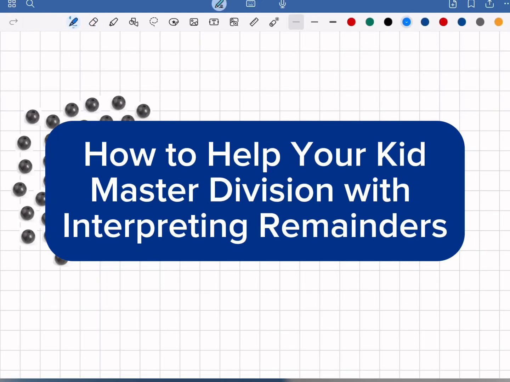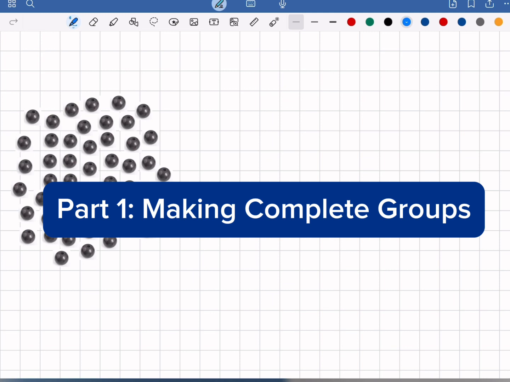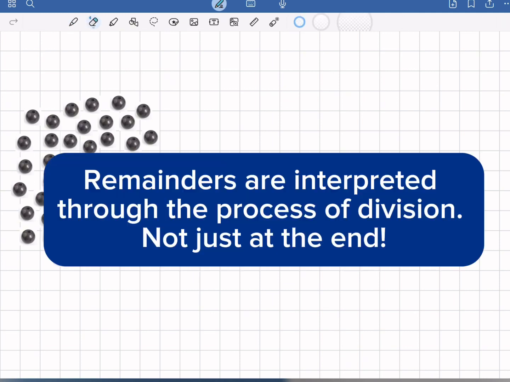Welcome to part one of the series, How to Help Your Kid Master Division with Interpreting Remainders. We're looking at making complete groups. Many of the students who struggle with division with interpreting remainders really struggle with division as a whole, and not just on the interpreting remainders part. Because if you really think about it, they're really interpreting remainders throughout the entire time that they're performing the act of division. So that's where we'll spend our time today talking about that.